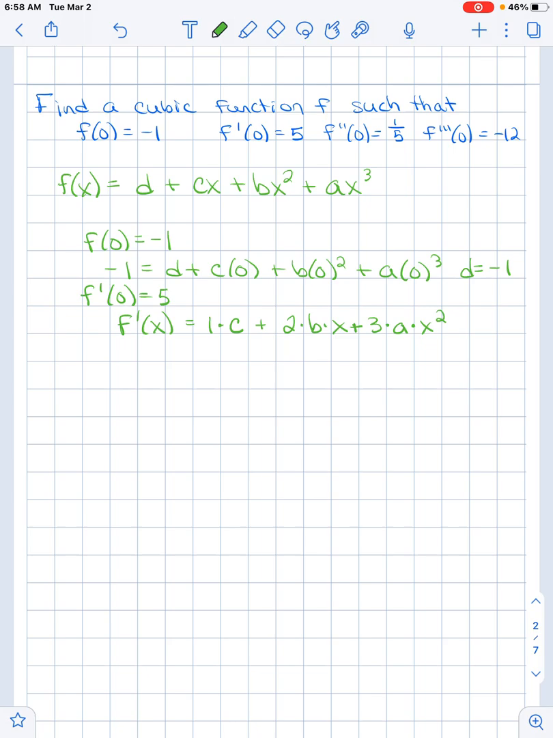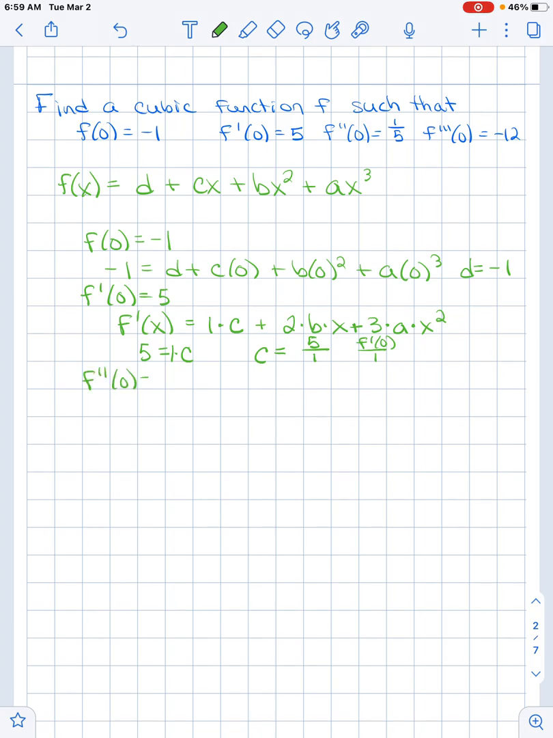And if we replace all of those x's with 0 and f prime with 5, we end up with c equaling 5. Or let's be more specific, 1 times c equals 5. So c equals 5 divided by 1. This was the first derivative divided by 1. Okay, let's go on to the next one.